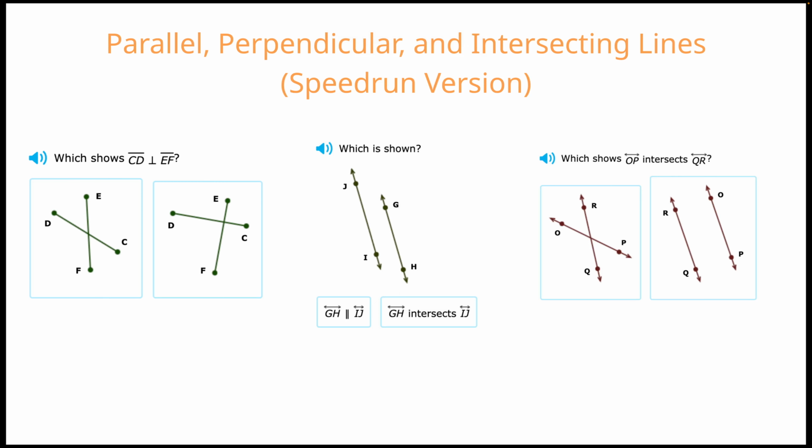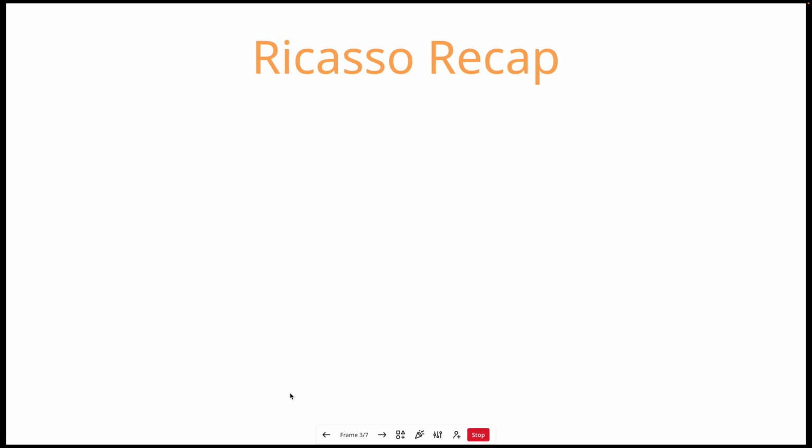Today we're going to be looking at parallel, perpendicular, and intersecting lines, similar to these problems that you see up on the screen. Just a reminder, this is the speedrun version, so we're going to go through it pretty quickly. If you would like the normal version of the lesson, I will link that in the description below. All right, your Ricasso Recap starts now.